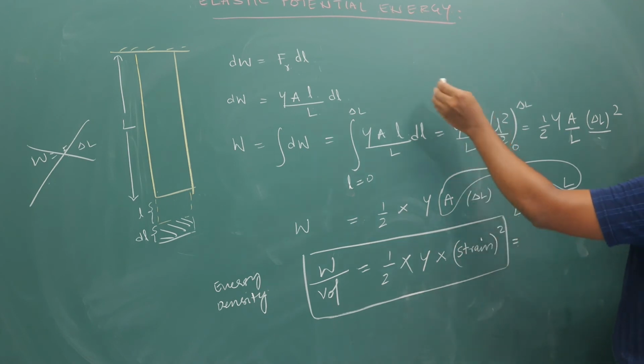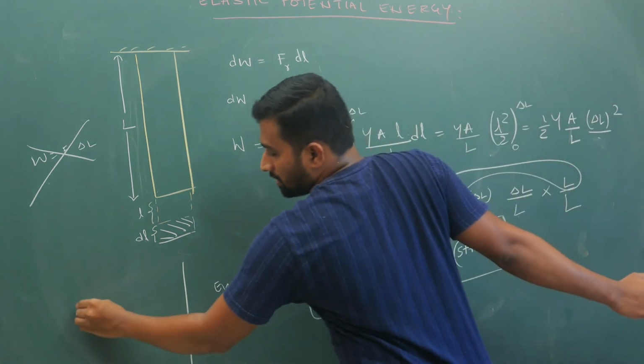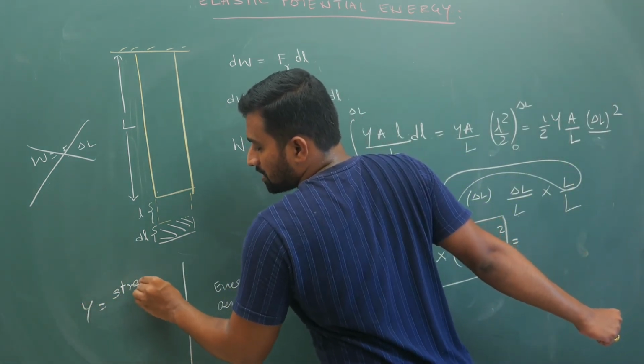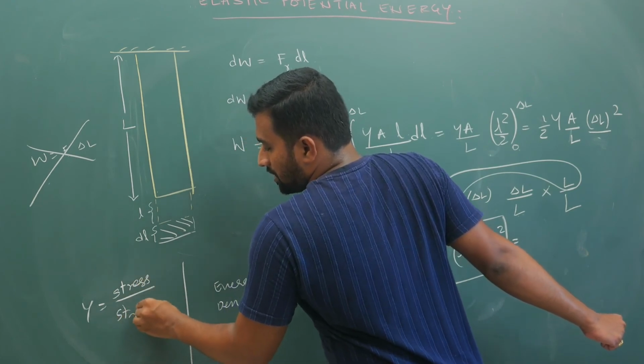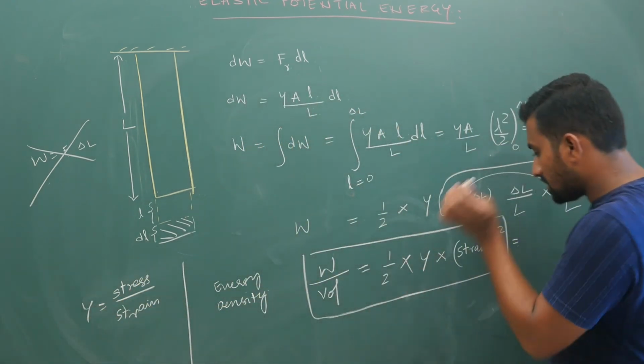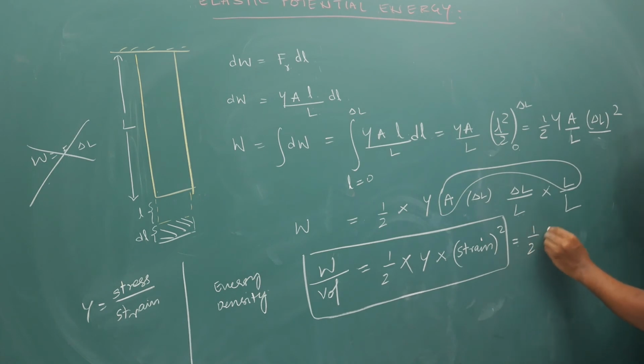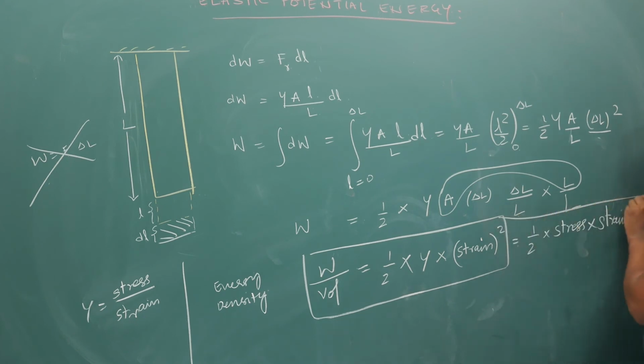So Young's modulus is what? Young's modulus is stress by strain. So your Young's modulus into strain will give you stress. So you can also write this as half into stress into strain. You can write this expression also in this way, from Young's modulus into strain.